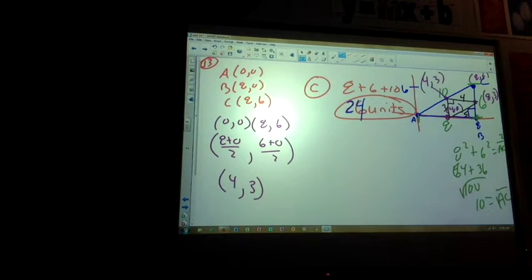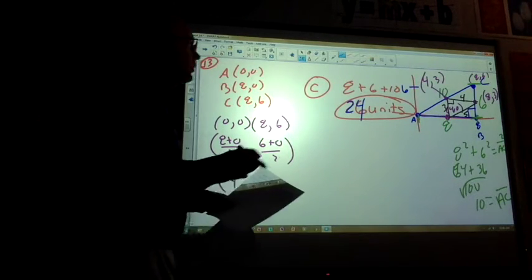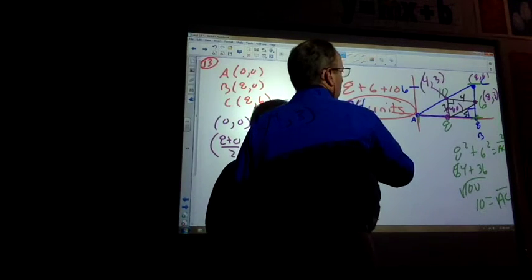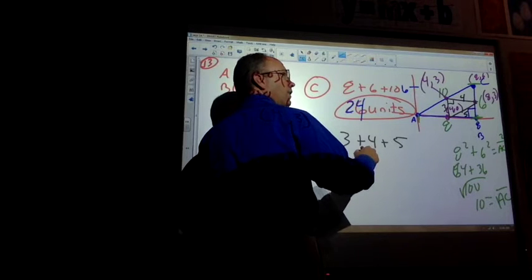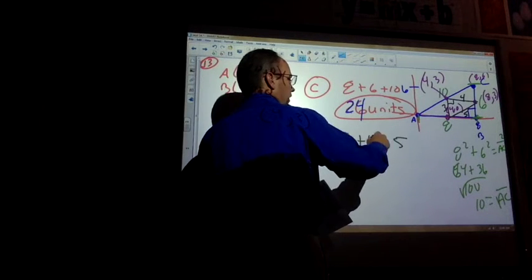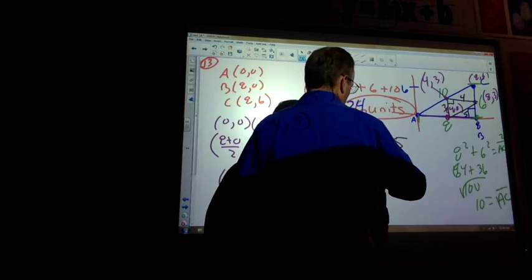Find the perimeter of the triangle formed by all three connecting midpoints. 3 plus 4 plus 5: 7 and 5 is 12 units.